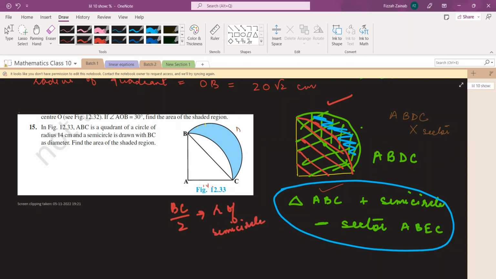You can note steps. I'm not solving it. You can note it down. So BC you will find from Pythagoras theorem. Then half of BC is your radius of the semicircle. So you will get the area of the semicircle also. And for the sector, what you need is theta and radius. Both you know. Theta is 90 and radius is 14 centimeter.